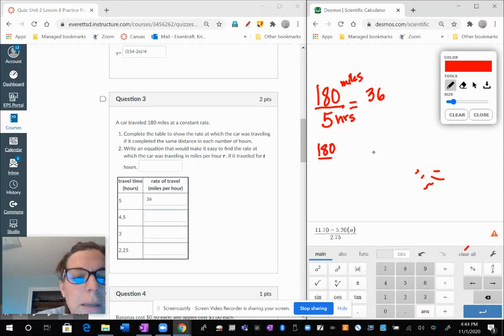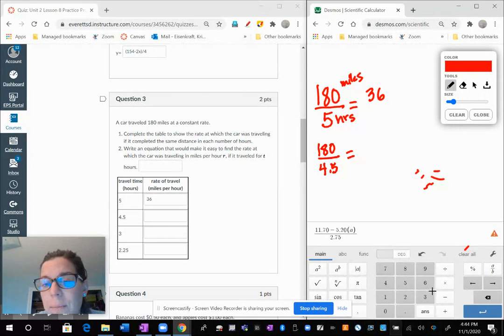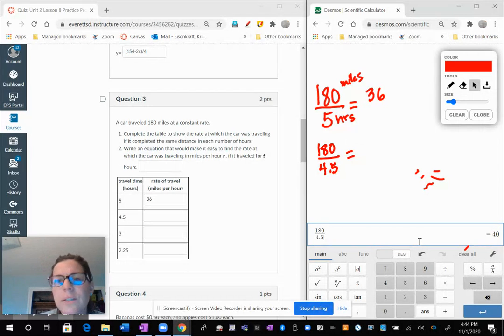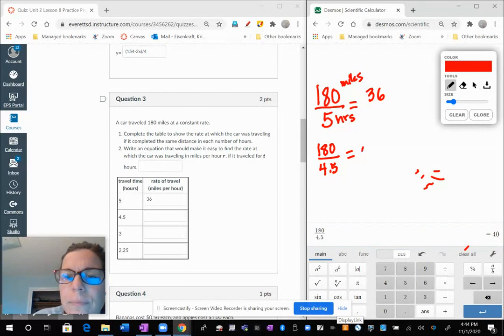180 divided by 4.5. It only took 4.5 hours, so probably going faster. So if I took 180 divided by 4.5, I'm going to do it here on this calculator. It looks like it's going faster, which makes perfect sense, because if it's taking you less time, you're traveling faster.